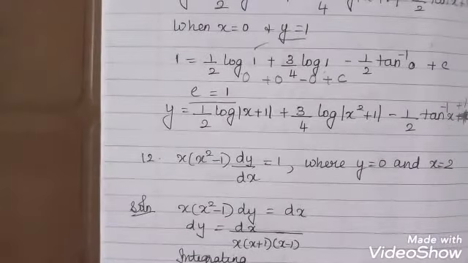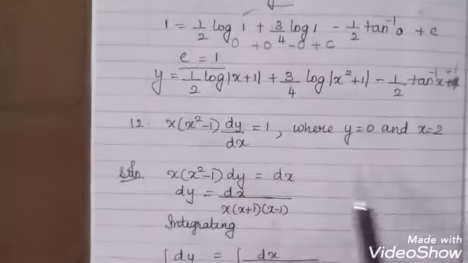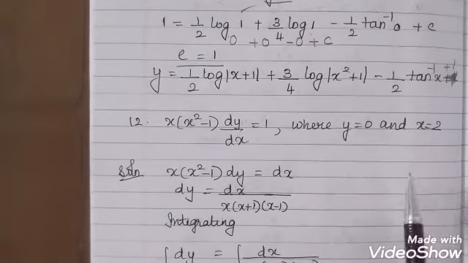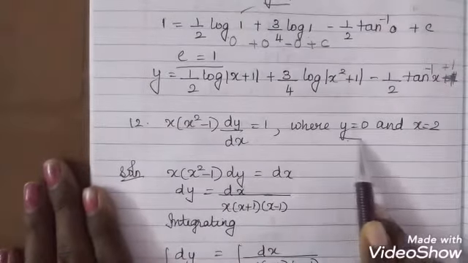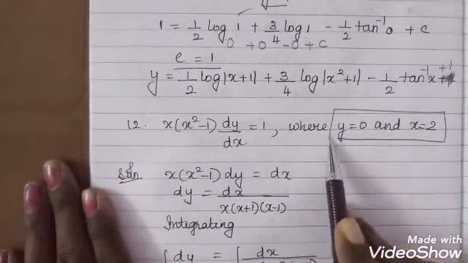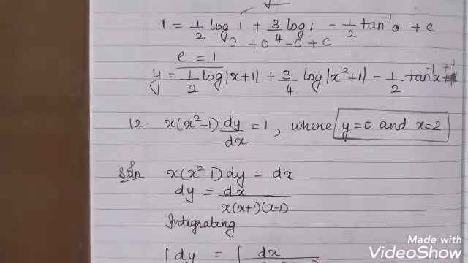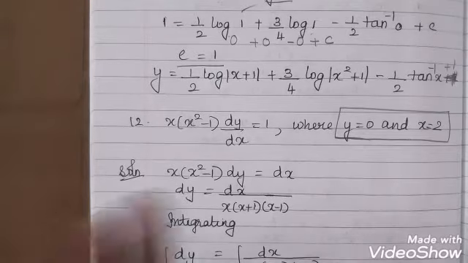Got it? Yes. Now here the 12th question. What's your 12th question here? It's x into x squared minus 1 into dy by dx is equal to 1, where y is equal to 0 and x is equal to 2. Got it? So here again you will have to find the particular solution. See, when a constraint like this is given, it means that you will have to find the particular solution. So the first step, you will have to find the general solution. Only after that can you find the particular solution here.